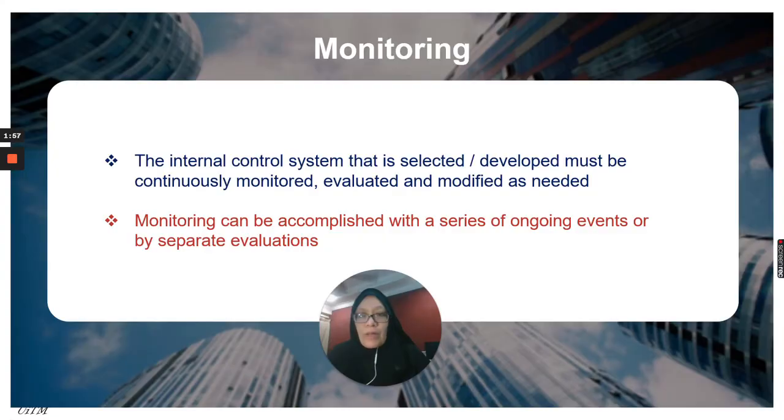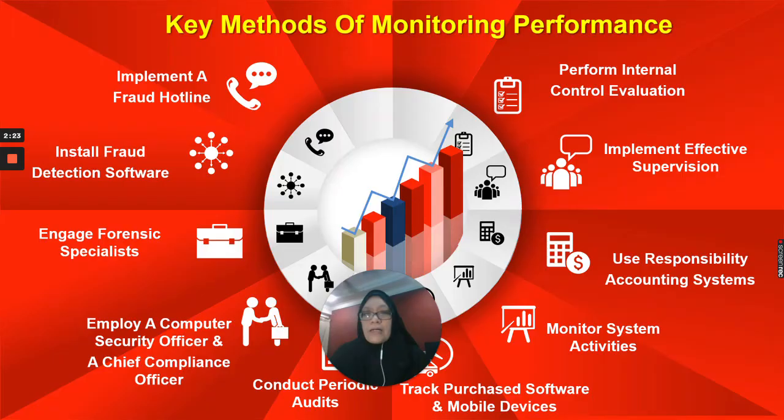Okay, and then the last one, the 8th component, is monitoring. So the monitoring part is that the internal control system that is selected and developed must be continuously monitored, evaluated and modified as needed. So the monitoring can be accomplished with a series of ongoing events or by separate evaluations. So we're going to discuss 10 methods of monitoring performance.